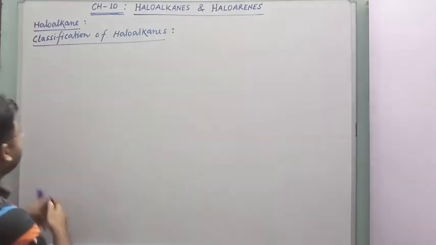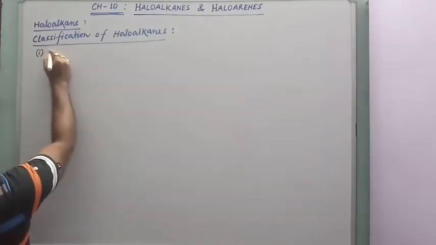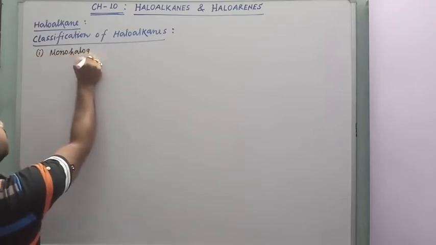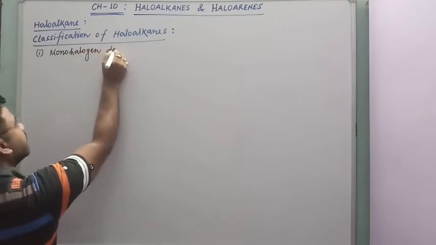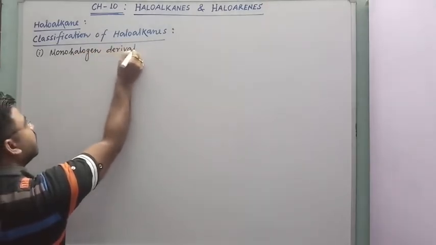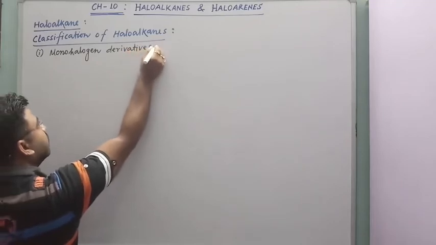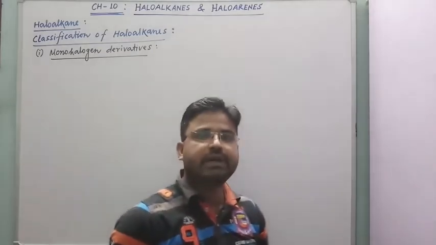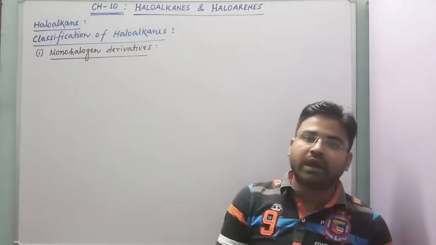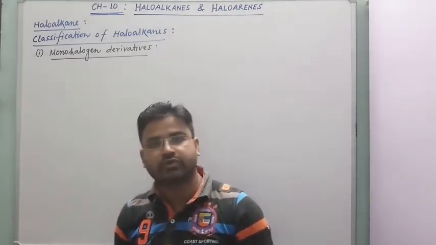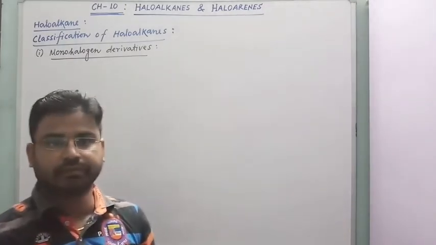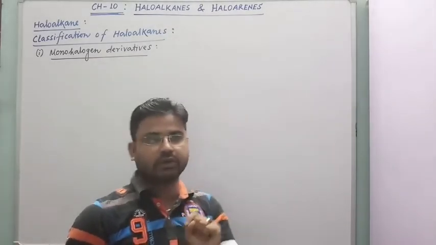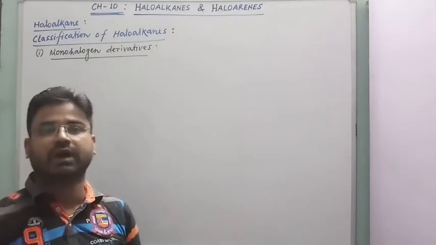So at first, number one, monohalogen derivatives. So what are monohalogen derivatives? These are compounds obtained by replacing one hydrogen atom of a hydrocarbon by one halogen. So when one hydrogen atom of a hydrocarbon is replaced by one halogen atom, then monohalogen derivatives are formed.